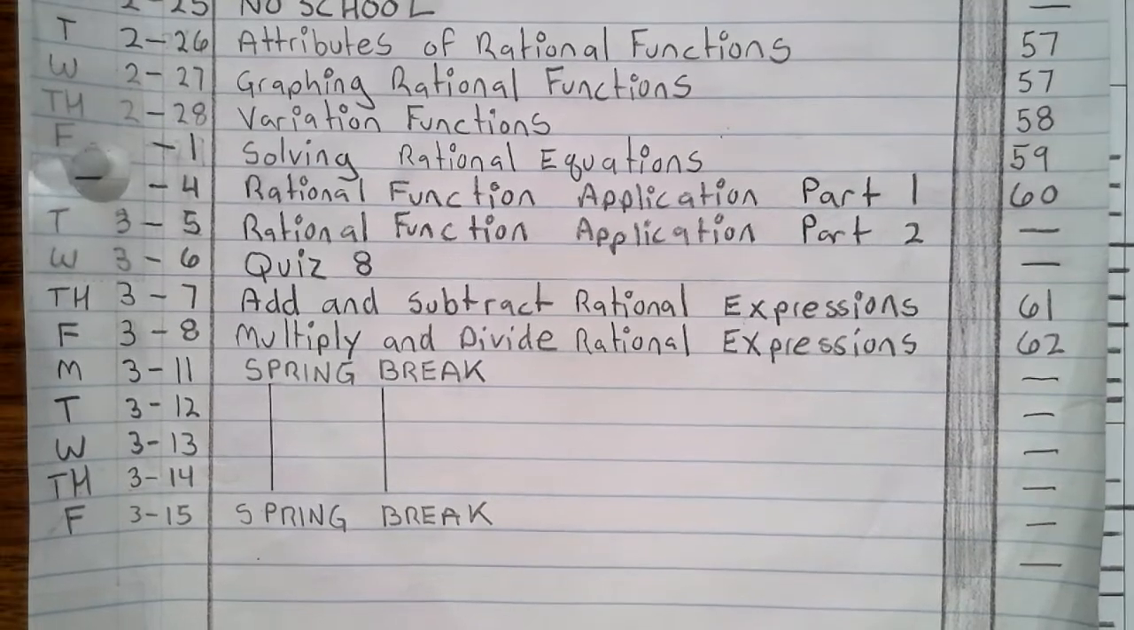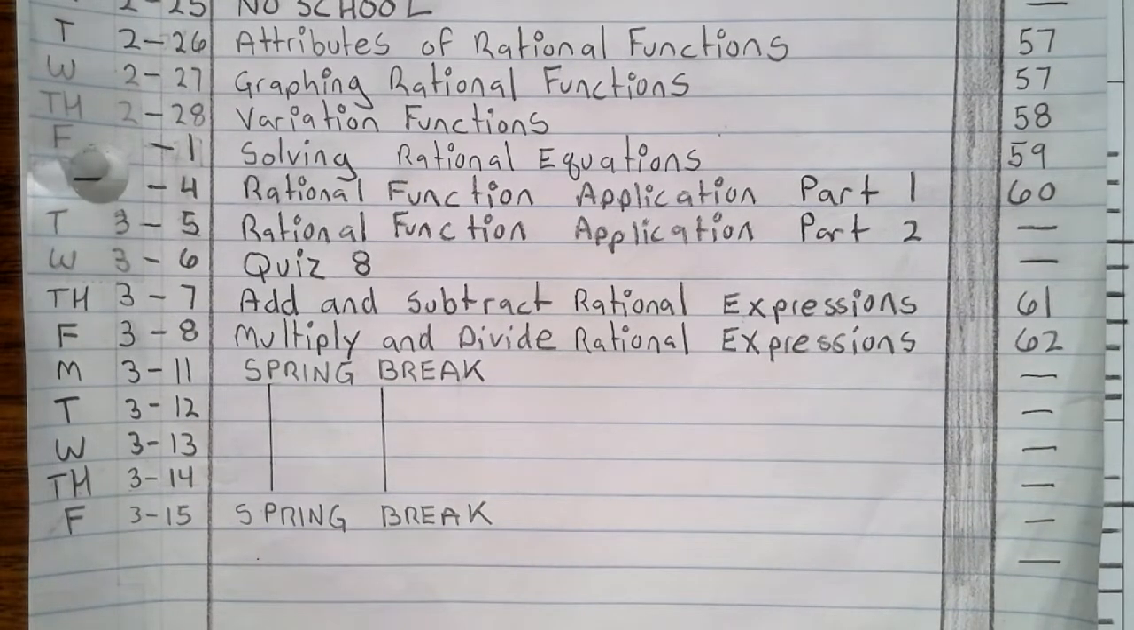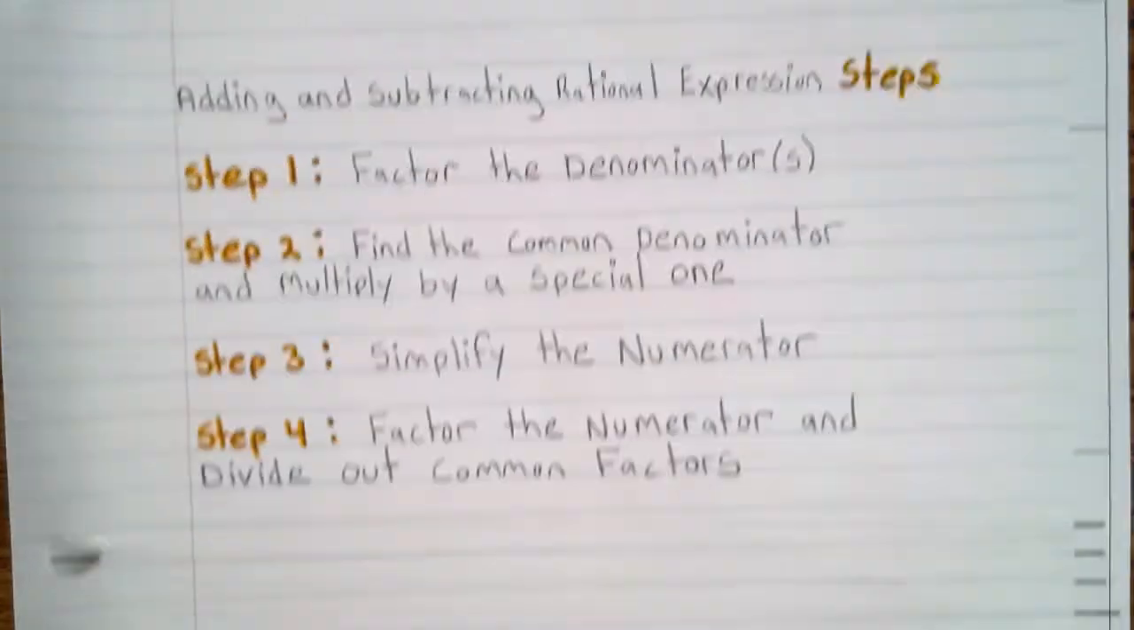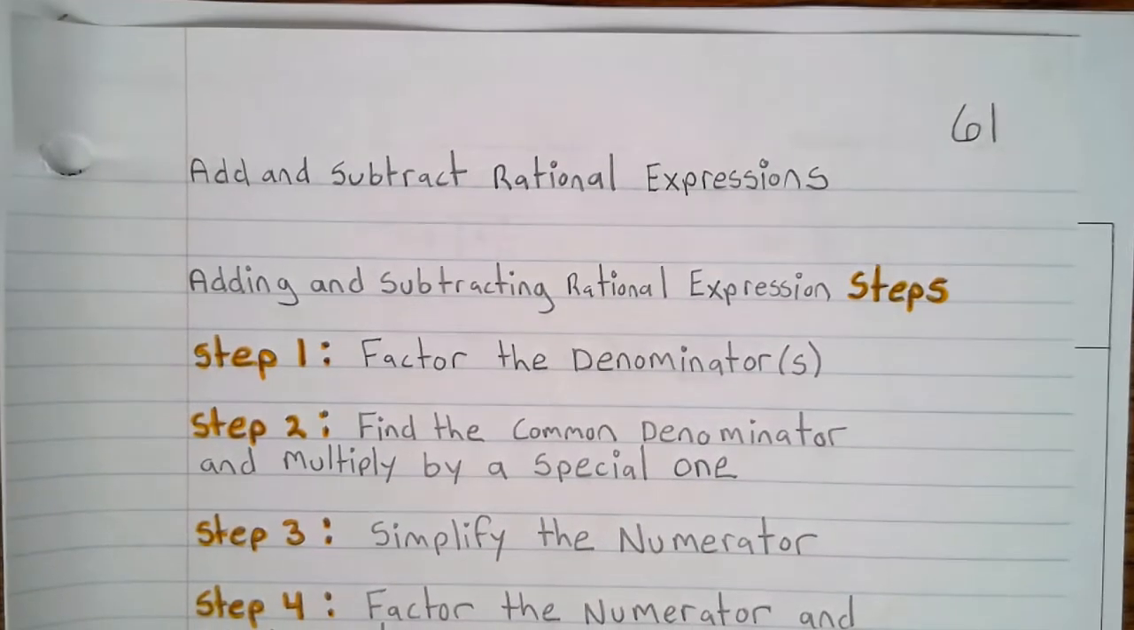Hey Wildcats, today we're looking at Thursday, March 7th, add and subtract rational expressions on page 61. Update your table of contents. All right, now your table of contents are updated. Let's take a look at our notes. All right, add, subtract rational expressions on page 61.